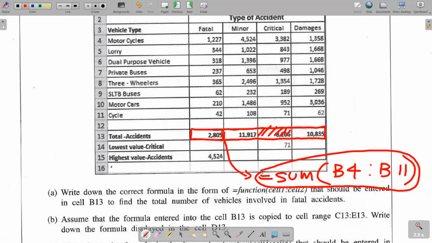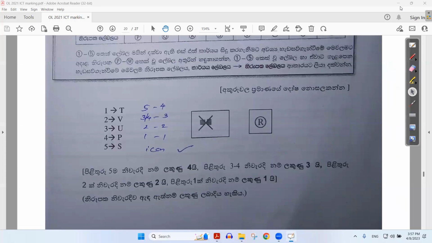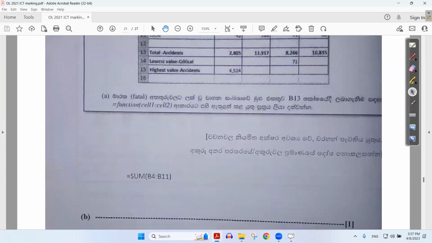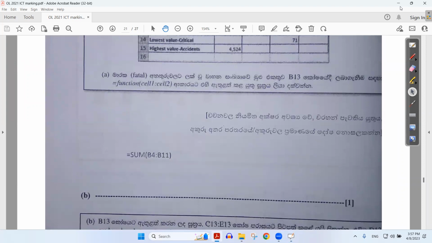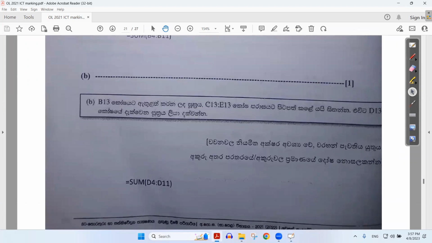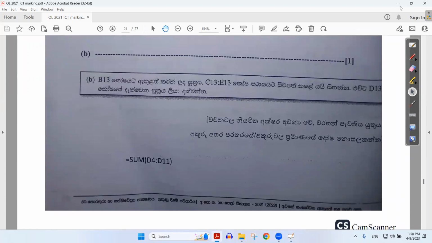So B is going to change into C and D. 4 and 11 are not going to change. So the answer is going to be equal, B will become D. So 4 will stay as it is, colon, and again here it is B11. That's going to be the answer. Let's cross check. Yeah, this is the answer for part A, equals sum B4 colon B11. And this is the answer for part B, equals sum D4 colon D11.